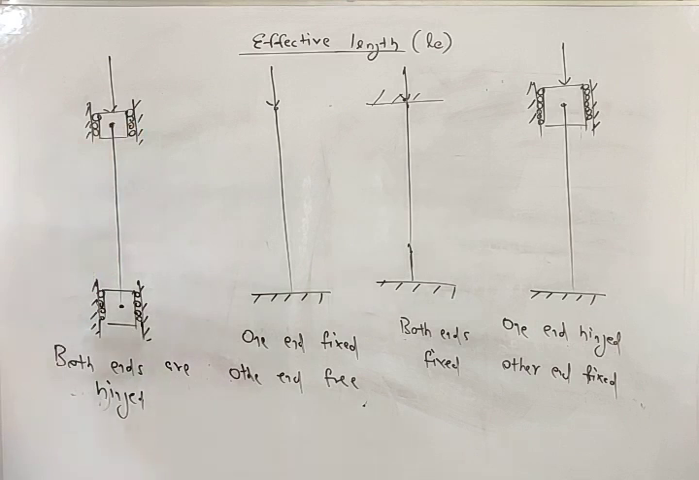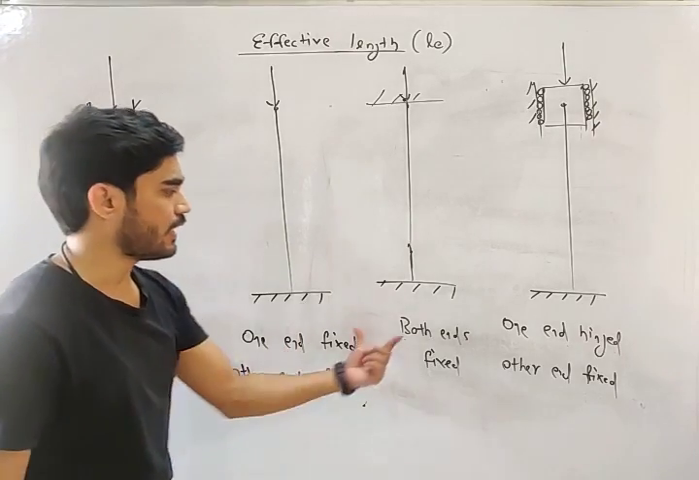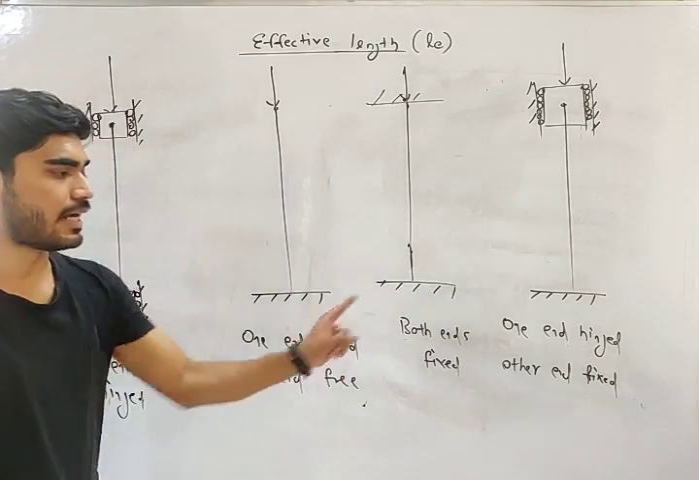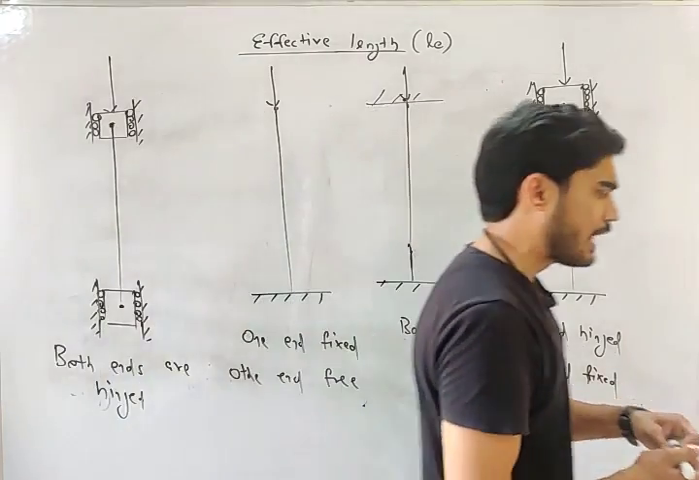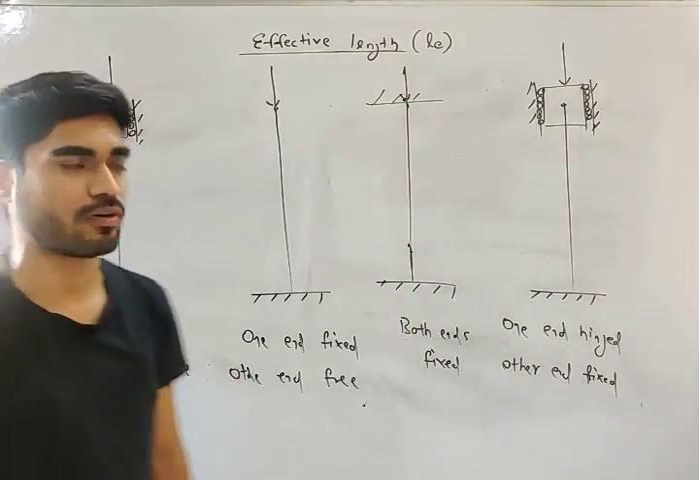These are the four conditions. In the first condition both ends are hinged, in the second condition one end is fixed and the other end is free, in the third condition both ends are fixed, and in the fourth condition one end is hinged and the other end is fixed. Now what will happen in all four conditions? Let's understand this.